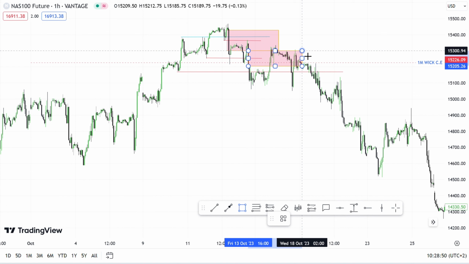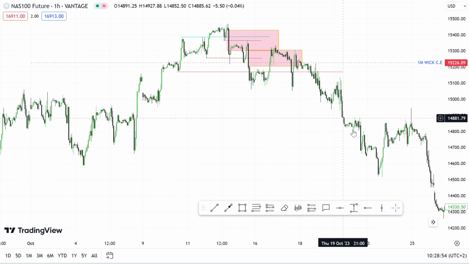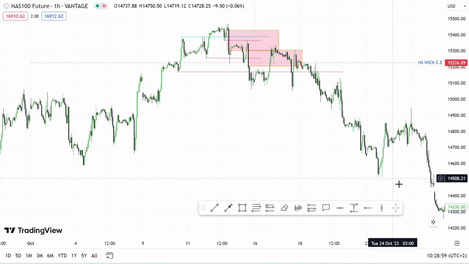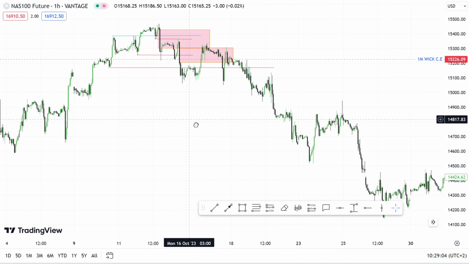And after taking this liquidity above here too, here's another fair value gap right here. We enter into this fair value gap and look at price drop. Price dropped, as you can see here. So in this situation, price dropped heavy.